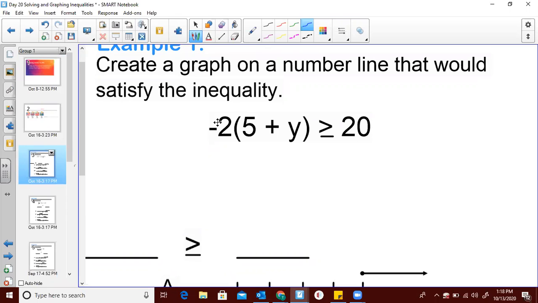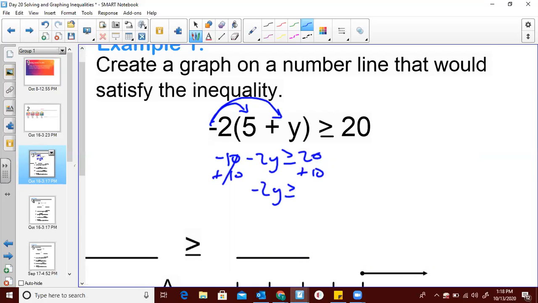So I can tell right away that I'm going to need to distribute, and when I distribute, I will get negative 2 times 5 will give me negative 10. Negative 2 times a positive y will give me negative 2y. And that, of course, is going to be greater than 20. Inverse of subtraction is addition. Do that to both sides. You'll see these 10s cancel out. That's going to give me negative 2y, which is greater than or equal to 30.